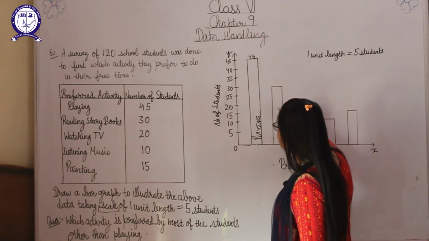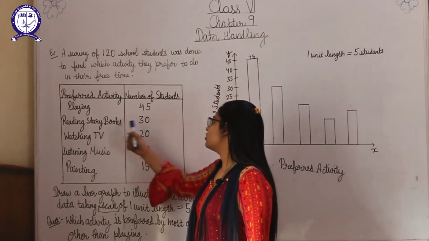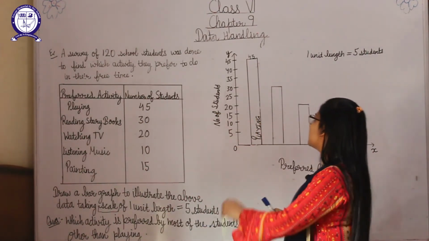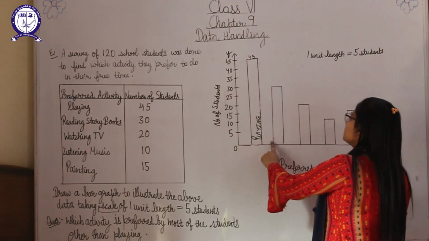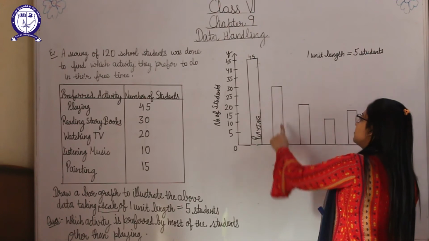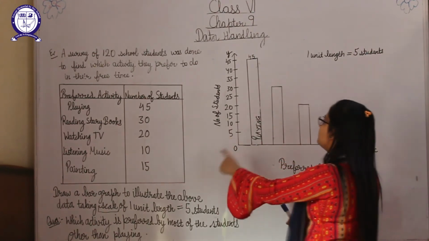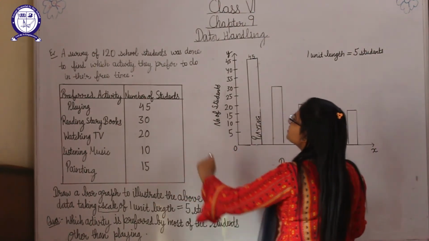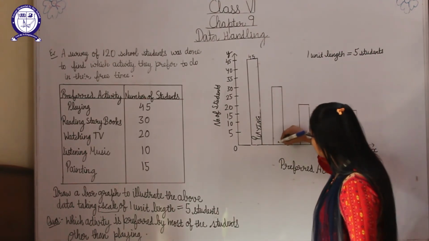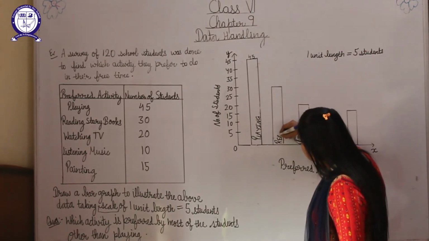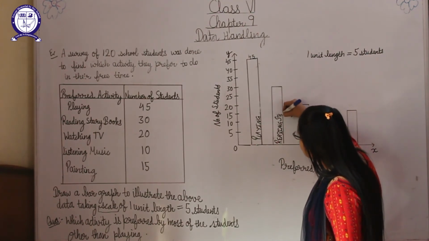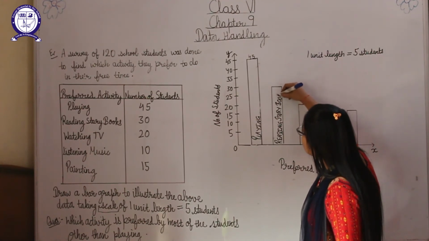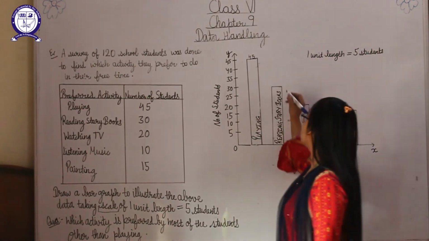Now the next bar is for reading storybooks and we have to take it up to 30 students. So that is 30. I have made it like this. You will start drawing from 0 and you will make it up to 30. That will be the second bar and that's representing reading storybooks. So we will write here reading storybooks.